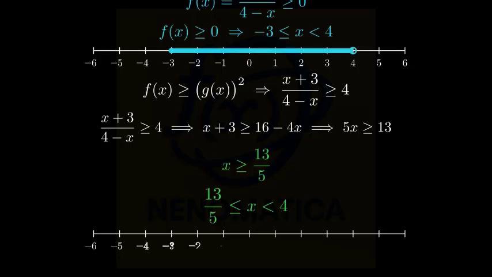On the number line, the solution is the portion starting at 13/5 inclusive and ending at 4 exclusive. Let's overlay it in green. Therefore, the final answer is the interval from 13/5 up to 4, not including 4.